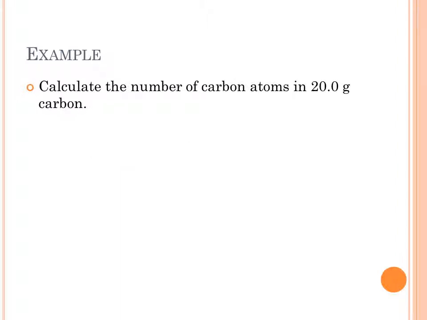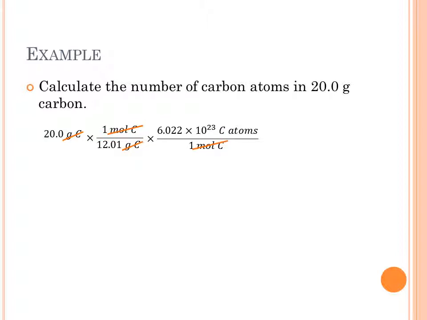So that's using each half, put it all together. Let's calculate the number of carbon atoms in 20 grams of carbon. So if we start with 20 grams of carbon, we use the atomic weight of carbon, 12.01 grams, divide that into the mass given, and then we use our 6.022 times 10 to the 23rd carbon atoms per 1 mole. Notice the grams and the moles of carbon cancel. We find that we have 1.00 times 10 to the 24th carbon atoms.